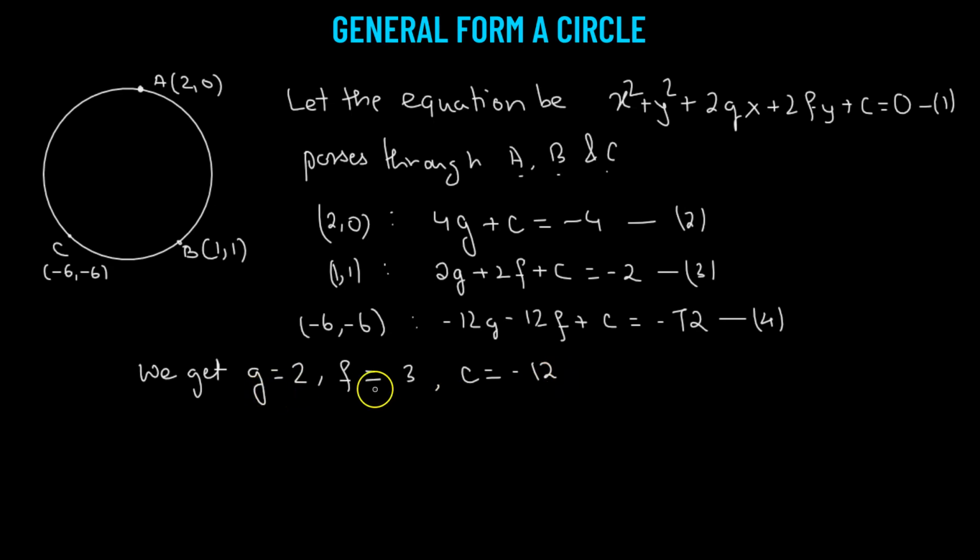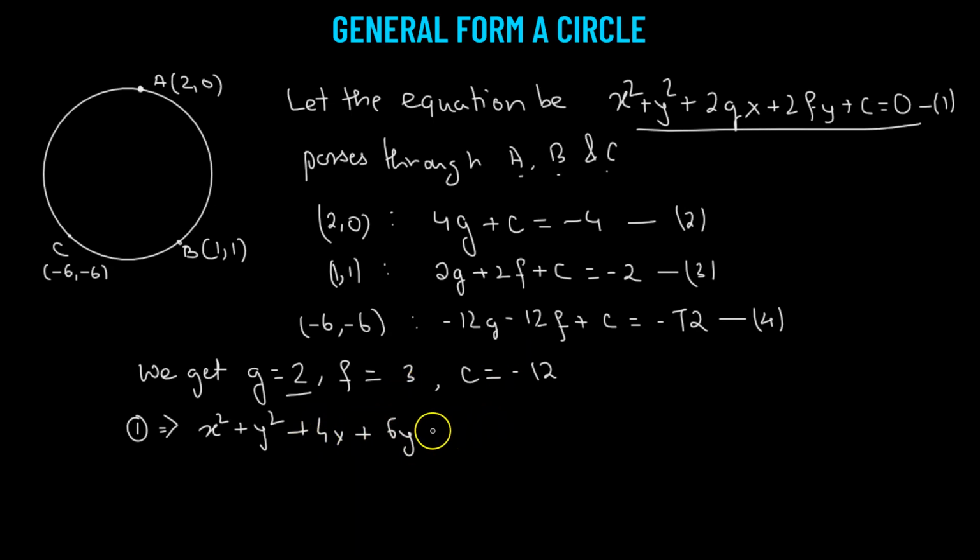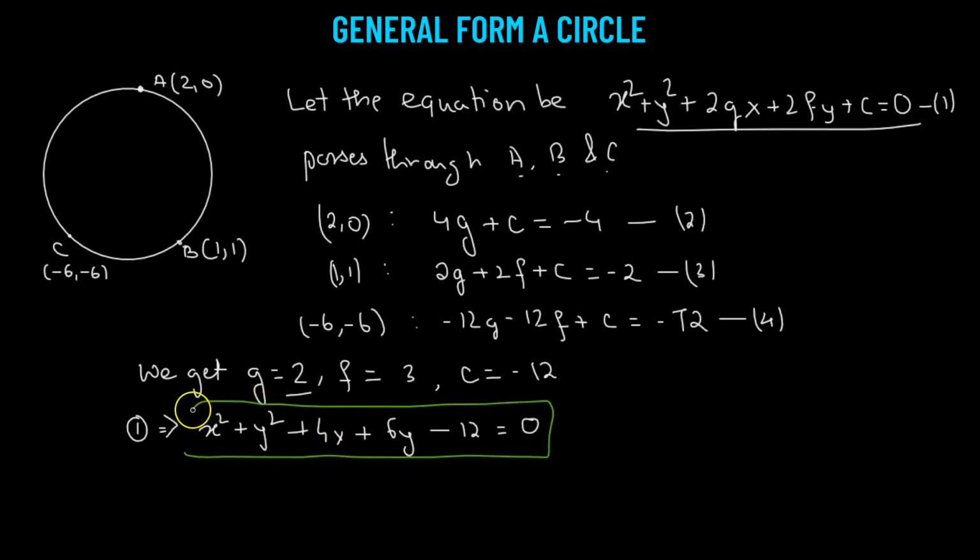Now that we have the values of g, f, and c, we can substitute them into equation number 1. So equation number 1 will now become x squared plus y squared. We have 2gx, so in place of g we replace with 2, and we get 4x. Then we have f equals 3, so that gives us 6y, and we have the value of c, which is negative 12, equals 0. And this is going to be the required equation of our circle.